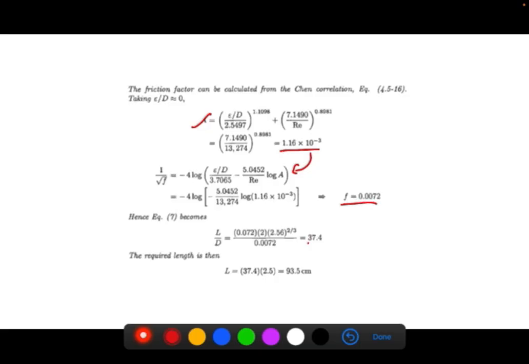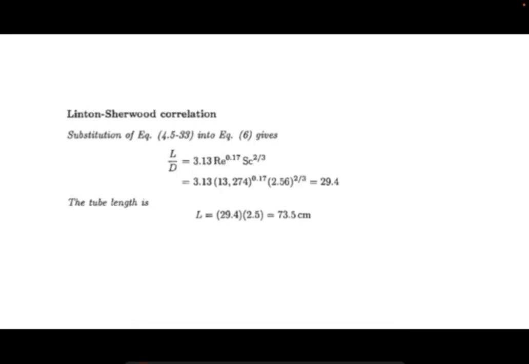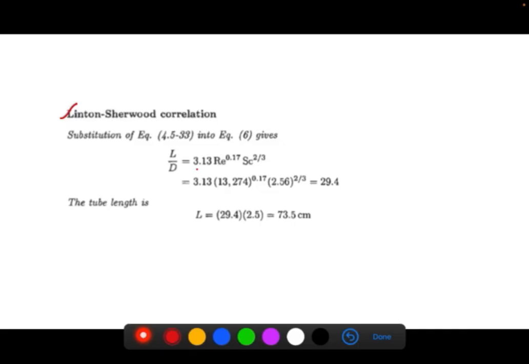Hence the L by D equation becomes 0.072 into 2 into 2.56 to the power 2 by 3 by 0.0072, which comes out to be 37.4. This is the L by D ratio. Here D is 2.5 centimeters, so the length comes out to be 93.5 centimeter. Similarly, using Linton-Sherwood correlation, we get the L by D ratio as 3.13 into Reynolds number to the power 0.17 into Schmidt number to the power 2 by 3. We get the L by D ratio as 29.4 and L as the value of 73.57 centimeter.